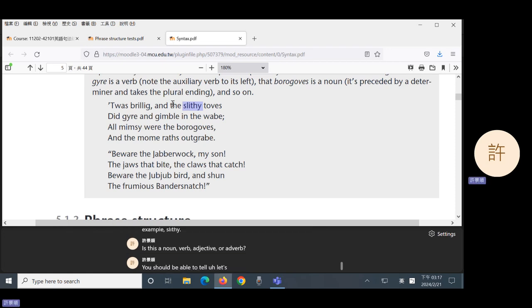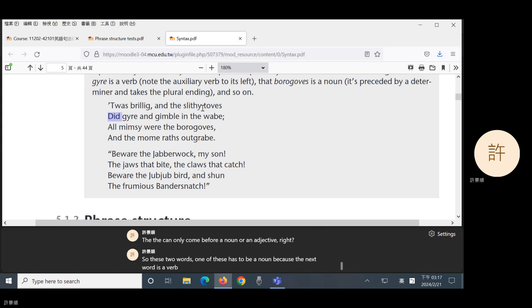Let's start here. The can only come before a noun or an adjective, right? So of these two words, one of them has to be a noun because the next word is a verb. In English, usually adjectives come before nouns, so it's likely that Toves is the noun, and slyly, therefore, is an adjective.